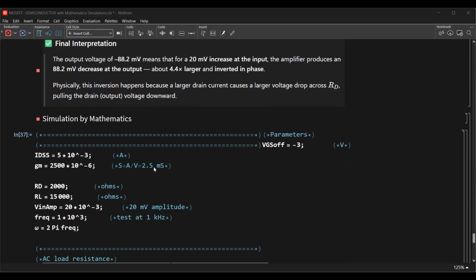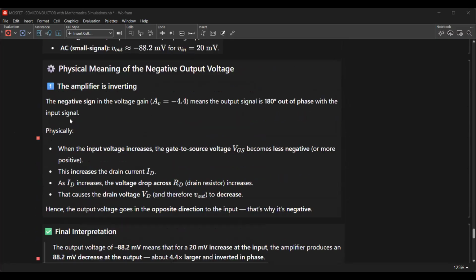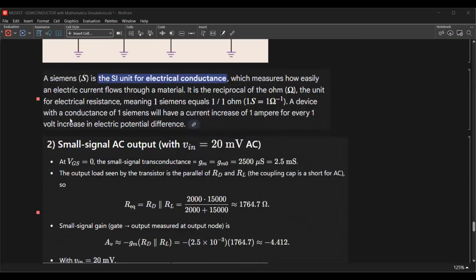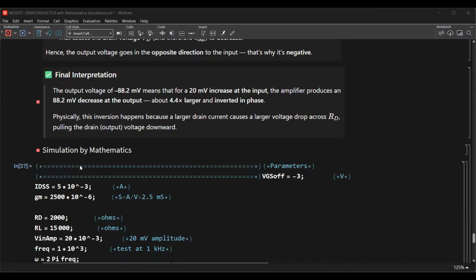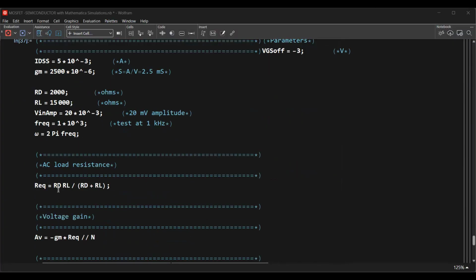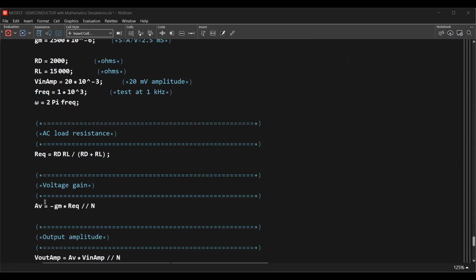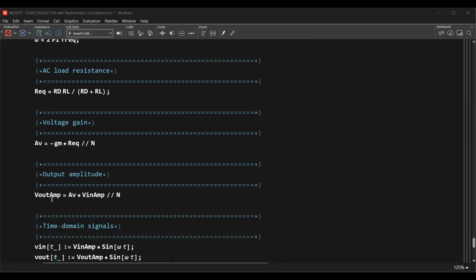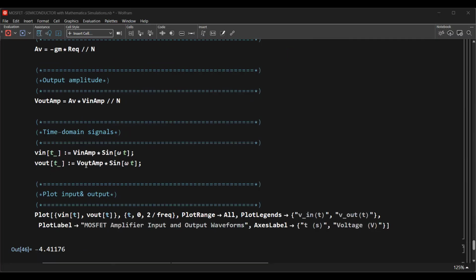So, simulation by Mathematica. We have the given here also. We have RD times RL over the sum of RD and RL, the parallel resistors here. Then we have the small signal gain here, given by this. And we have the V out amplitude. This is the small signal gain times the input signal here. This is the input signal.